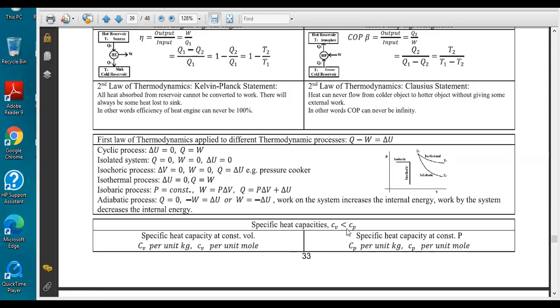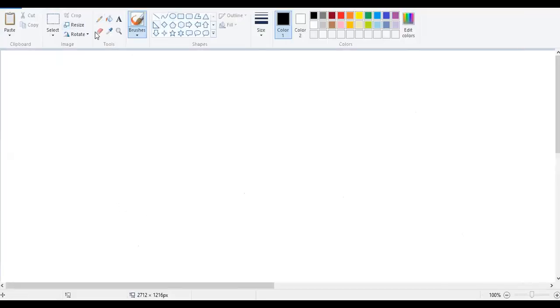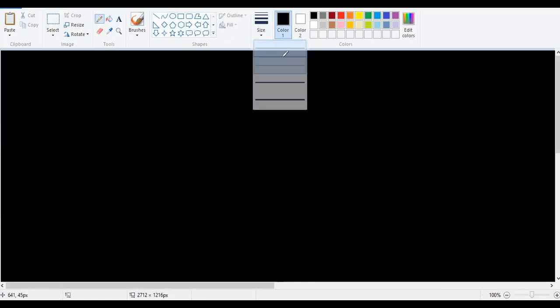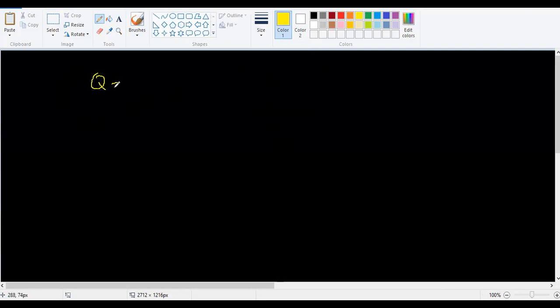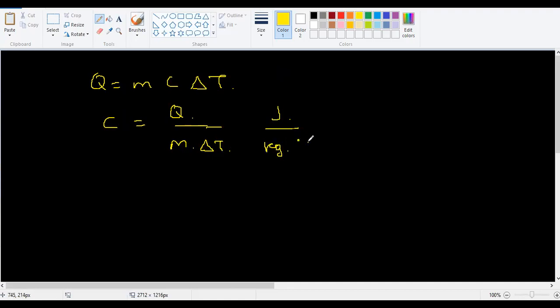So specific capacities at constant volume process and constant pressure process. Okay. And if you're wondering what is specific capacity, we studied Q is equal to mc delta T in the previous chapter. So C is the specific capacity. So Q divided by m delta T. So we already studied this. So that means how much energy you have to supply for a given 1 kg of substance to raise it by 1 degree Celsius or 1 Kelvin. That's the meaning of specific capacity.